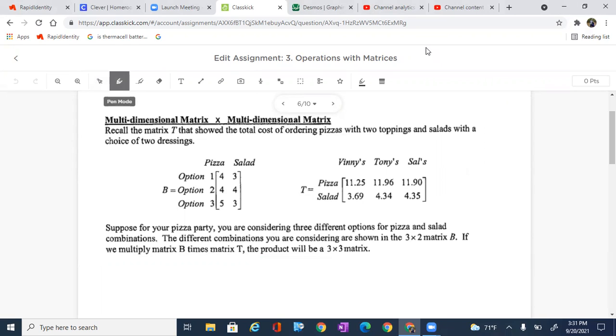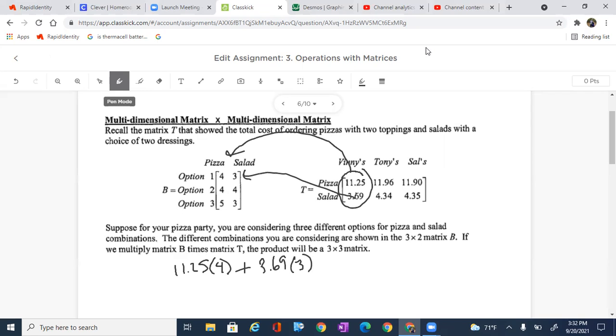We're going to pick 4 pizzas and 3 salads, or maybe even 4 pizzas and 4 salads, and option 3 would be 5 pizzas and 5 salads. But maybe we're not quite sure which one we're going to pick because we don't know what the total cost is at each restaurant. So thinking about this, if I wanted to find the total cost to go to Vinny's for each one of those options, it makes sense that we would just simply say, well, let me just take $11.25, multiply it by the 4 pizzas, and then add the cost of a salad, $3.69, but I'm going to multiply that by 3 because I'm going to buy 3 of them, and then I'm going to add that cost.